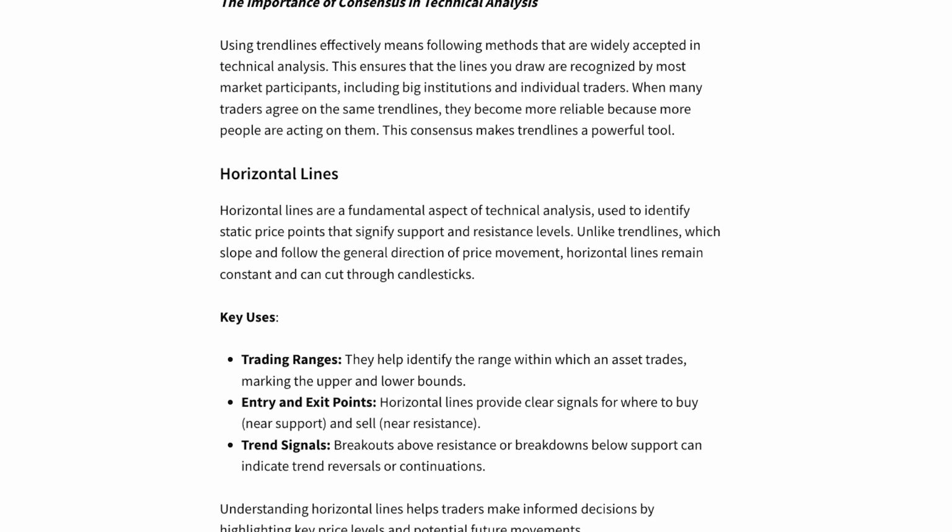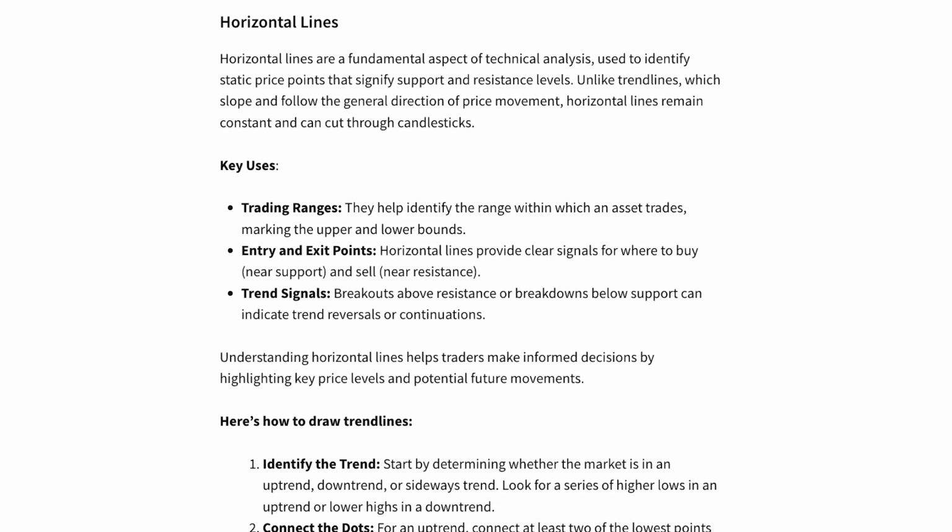So we've got your basic trend lines, but we also have these things called horizontal trend lines, which we want to cover first. Let's understand what these are, and then we'll go look at a candlestick chart and see some horizontal lines. Horizontal lines on a chart are a fundamental aspect of technical analysis, and they are used to identify static price points that signify support and resistance levels. These are just straight price lines on a chart.